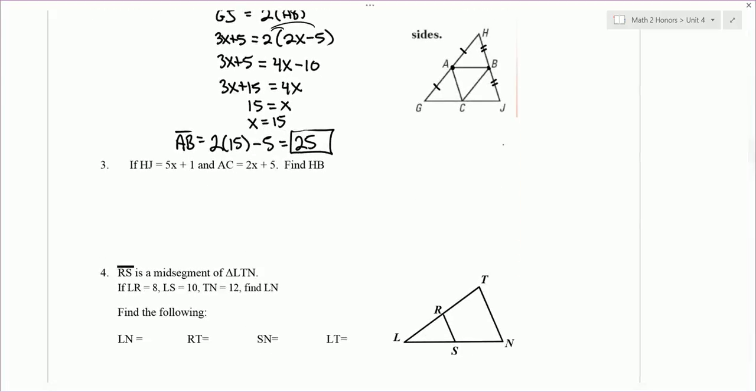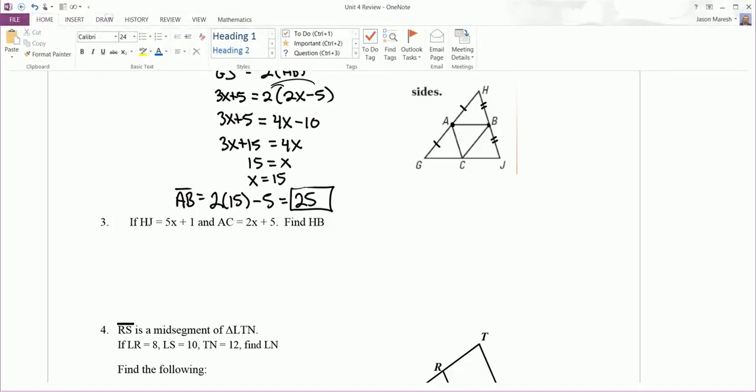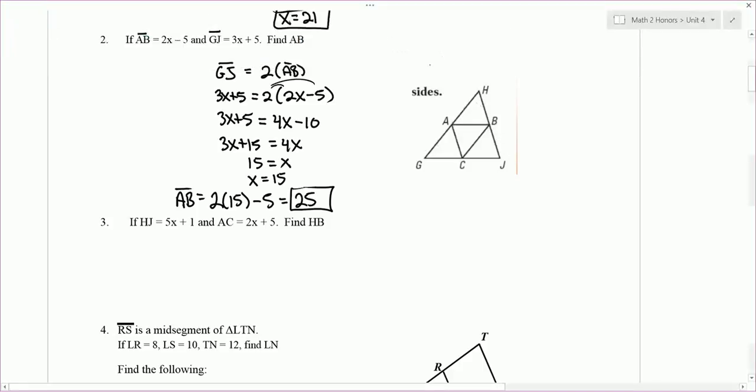Number 3, still referring to the picture in number 2, if HJ is 5x plus 1 and AC is 2x plus 5, find HB. Okay, so in this picture, still, we're going to assume that AC is a midsegment in this triangle, so that would mean A is a midpoint of GH, and C is a midpoint of GJ.